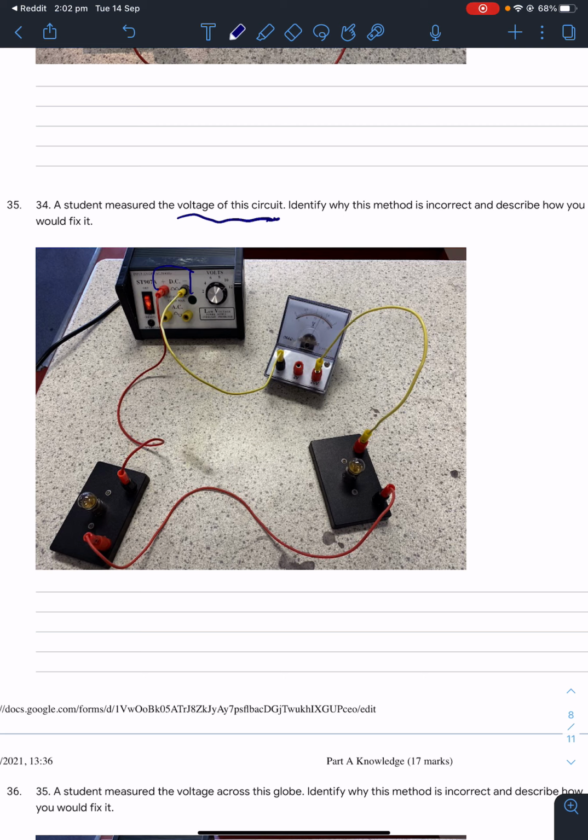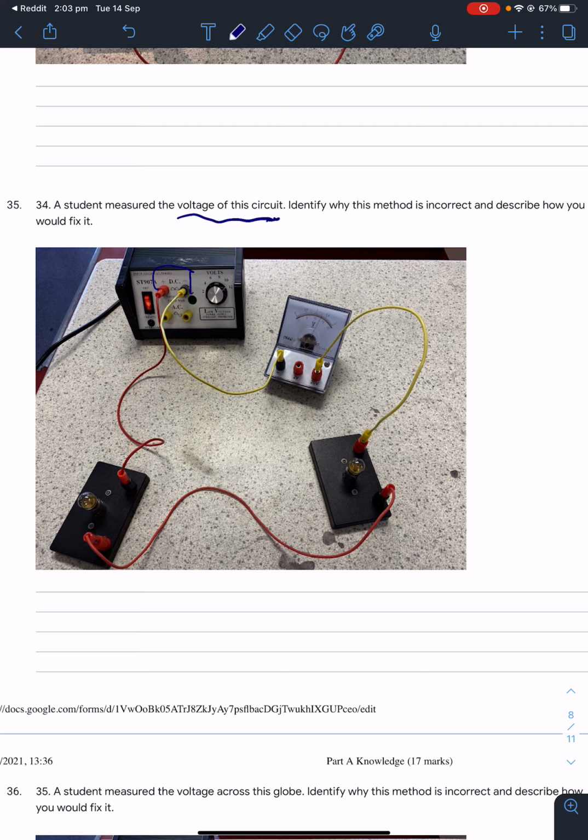Okay, and I've deliberately put the voltmeter in series rather than in parallel. Remember, voltmeters form their own little parallel circuit around what you're trying to measure. So if you want to measure the voltage across that globe, you make a little parallel circuit across the globe. If you want to measure the voltage of the circuit, you measure the voltage across the power supply. Okay, but here I've just wired it in like it's in series.